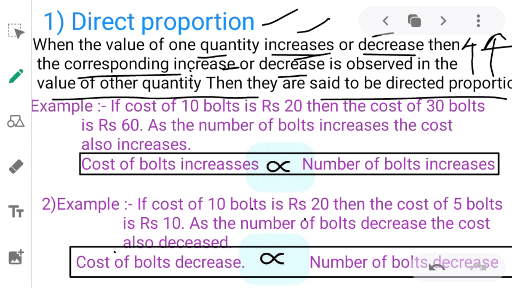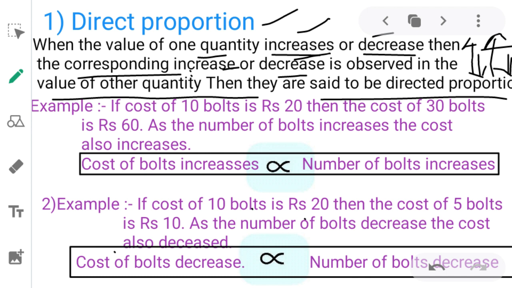The arrow mark says both are increasing. If one quantity is decreasing, the other is also decreasing. That means both are in the same direction. If one quantity increases, the corresponding change in the other quantity is also an increase. If one quantity decreases, the corresponding change in the other quantity also decreases. This is the direct proportion.